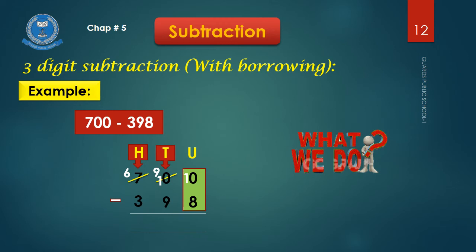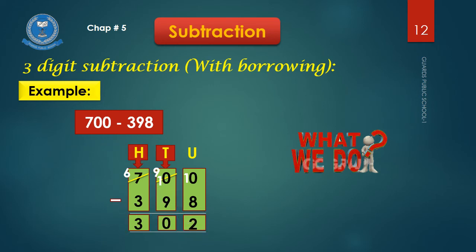and the 0 in units became 10. Now let's start the subtraction. Now, in the unit column, we have 10 minus 8. 10 minus 8 is 2. In the tens column, we have 9 minus 9. 9 minus 9 is 0. And in the hundreds column, we have 6 minus 3. 6 minus 3 is 3. Now, we have 300, 0 tens, and 2 units.